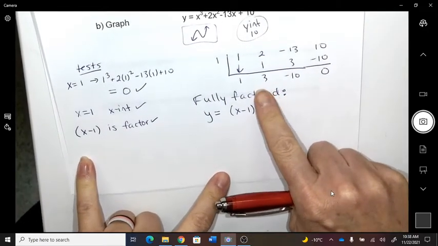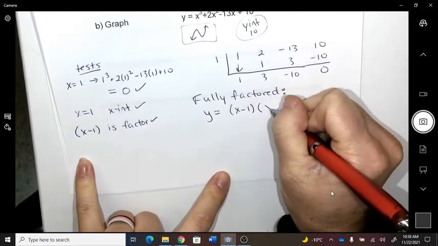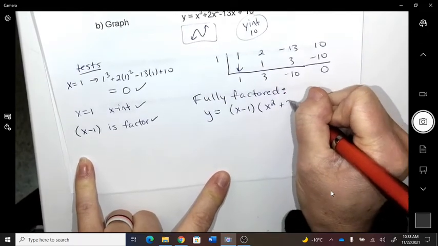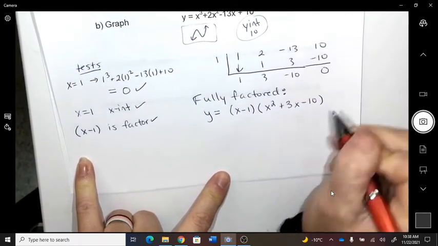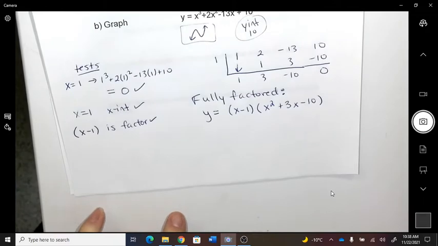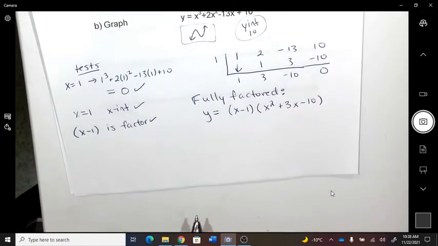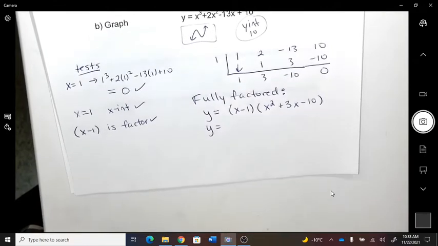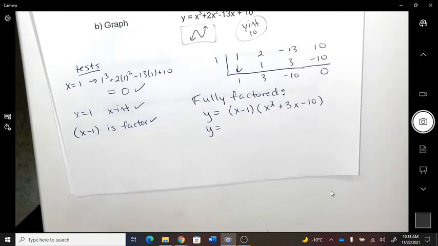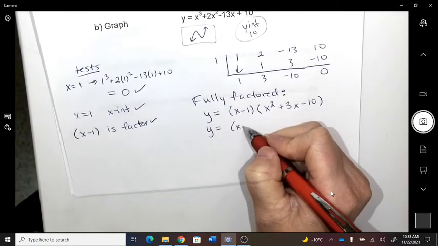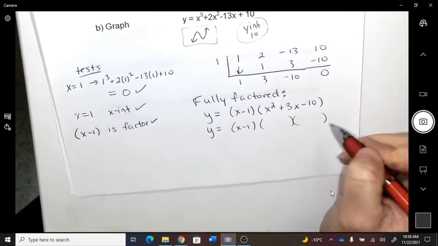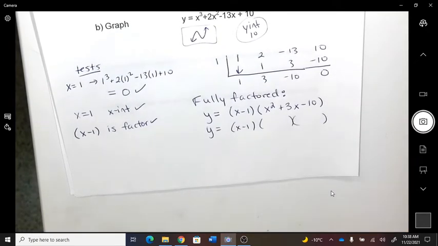Then 1x squared plus 3x minus 10. The result, right? This times this is the polynomial. Fully factored, you got to go further though. So x minus 1, and then I can break the quadratic by hand.